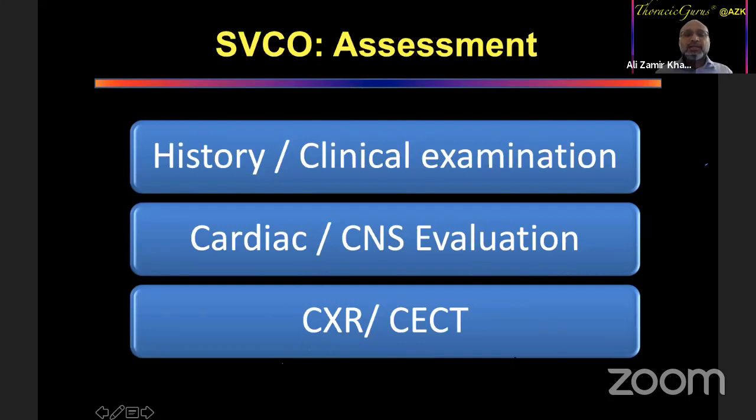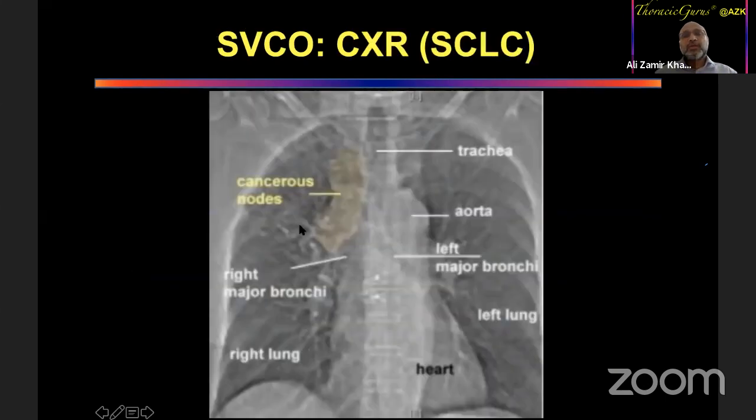And the bog standard, simplest investigation would be a chest X-ray and a CECT, either of which will give you a very good clue as to what is happening within the chest. So this is a chest X-ray showing a large mass of lymph nodes in the parasternal area, but lying on the SVC and causing compression of the SVC.